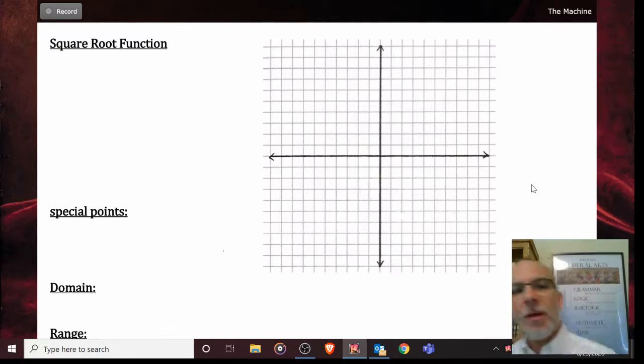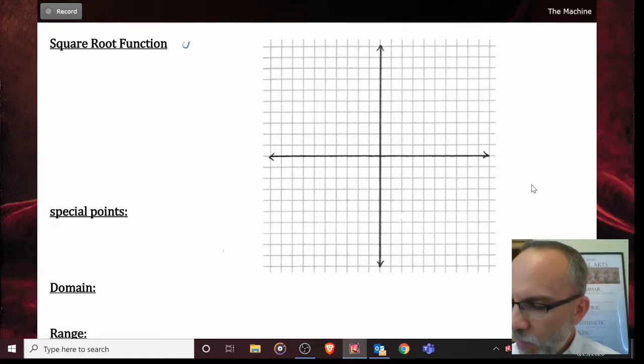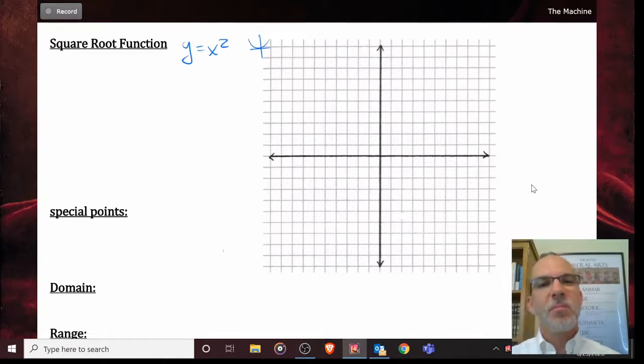Okay, so let's talk about the square root function. You remember y is equal to x squared, right? It's a parabola, looks something like that. Brief review. What if we do the inverse function of this? Hopefully you've done inverse functions yet, but if not, it's not all that hard. An inverse function says we basically switch the x and y values. Everything that's an input becomes an output. Every x becomes a y, every y becomes an x.